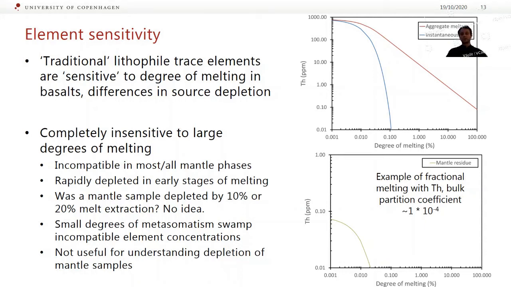So the thorium gets rapidly depleted in the early stage of melting, and it's really not going to give us any sort of a hint whether these mantle samples experience a little bit of depletion, like 5 or 10%, or a lot of depletion, like 30%. The other problem is that small degrees of metasomatism, particularly by low degree melts, and so this is re-enrichment when a melt passes through, completely swamp the incompatible element concentration. So it's just not useful for mantle samples.